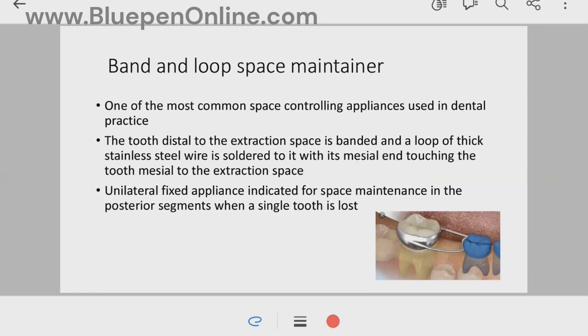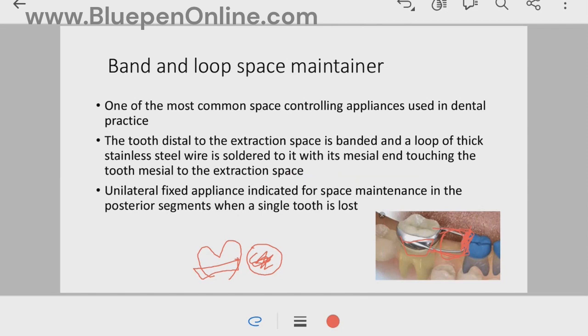Let's see. This is band and loop, most commonly seen. As the term suggests, you have a band, you have a loop. That's it. So if you have an extraction space, the tooth that is present distal to this extraction space is banded. And a loop of thick stainless wire is soldered to it with its mesial end touching the tooth mesial to the extraction space.